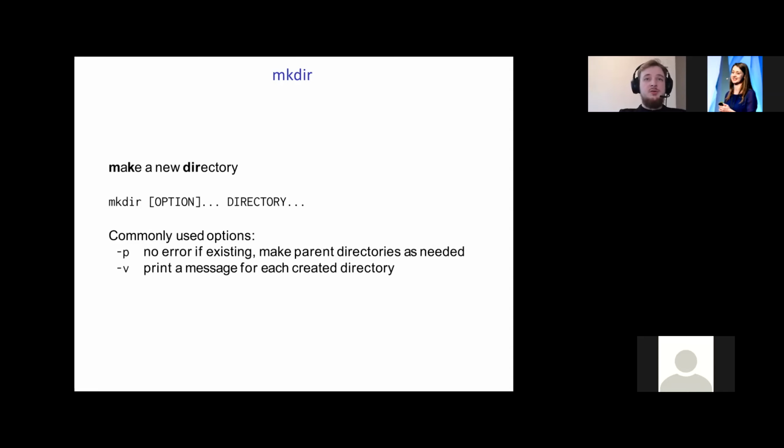mkdir, or make a new directory, which we will be doing in the workshop. A commonly used option is -p, which allows us to make several nesting directories. For example, if we want to make a directory results, and in the results directory we want to make another directory, for example test, we don't have to type the command mkdir twice. We can just type mkdir results/test, and it will create both of the directories in one command.